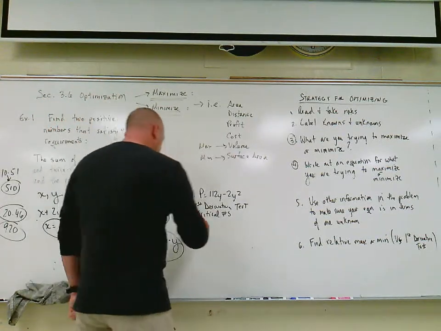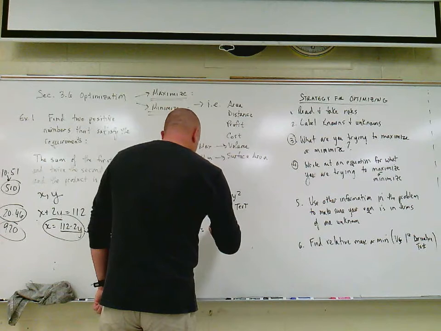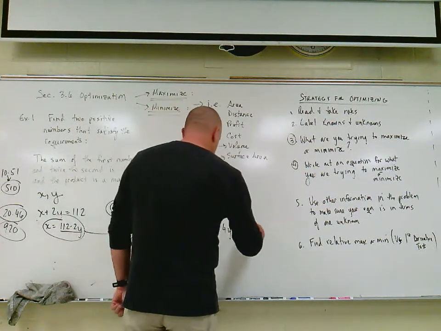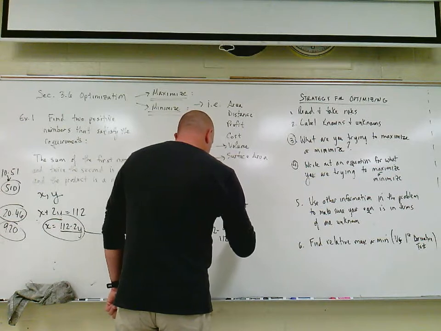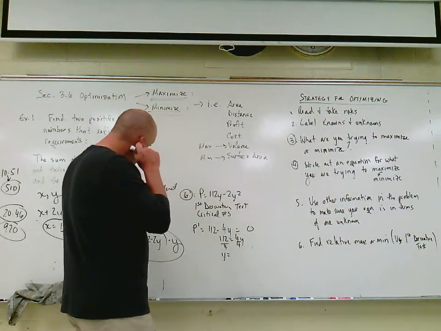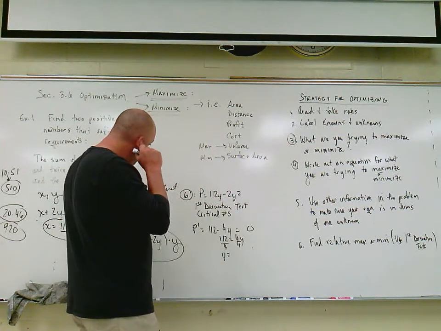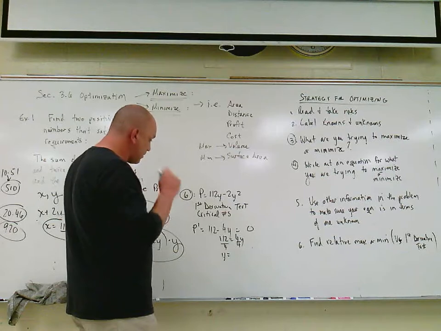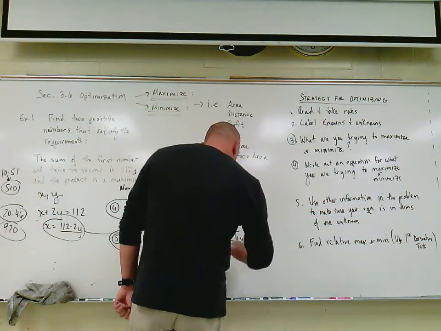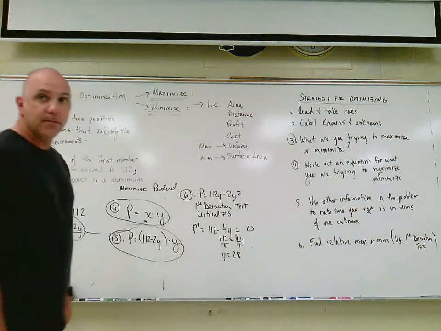So I'll do P prime, I get 112 minus 4y. If I do the derivative, set it equal to 0. 112 equals 4y, divided by 4. Y equals, so what's 112 divided by 4? What do you get there? 28. 28? That's right. So there's your y.